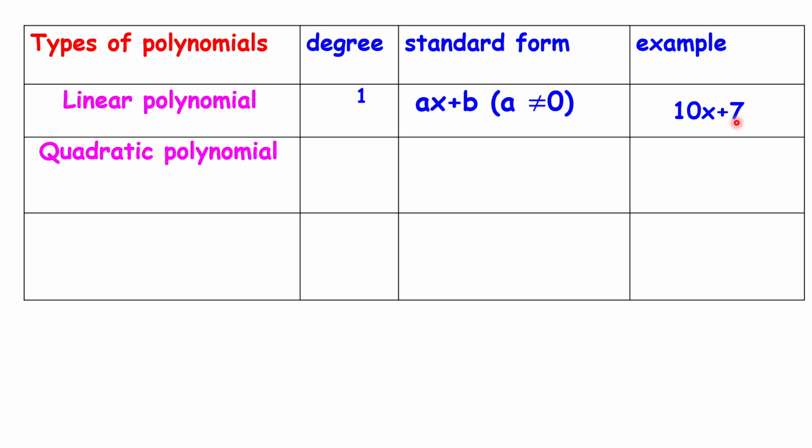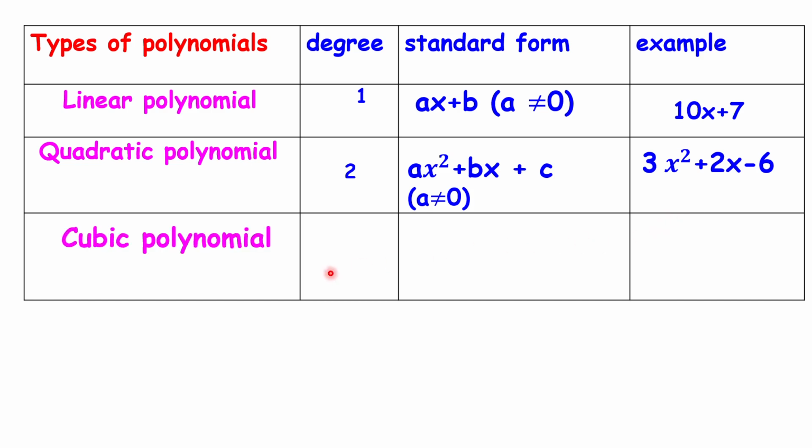Quadratic polynomial. When the degree of a polynomial is 2, then it is called a quadratic polynomial. The standard form of the quadratic polynomial is ax square plus bx plus c. For example, 3x square plus 2x minus 6. This polynomial is in the variable x and the highest index of the variable is 2. That means the degree of this polynomial is 2. Therefore, 3x square plus 2x minus 6 is a quadratic polynomial.